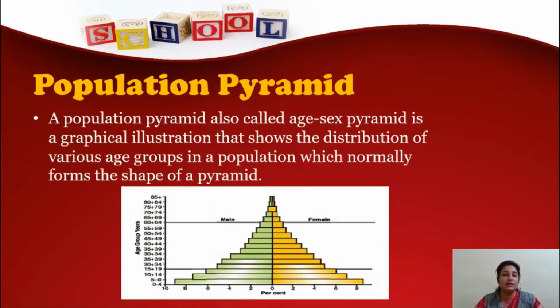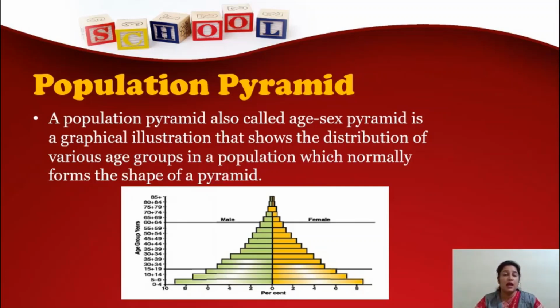Now, a very interesting way to study the composition of population is with the help of a population pyramid. Now, what is a population pyramid? As you can see in this diagram on the screen, it clearly states that a population pyramid is a graphical illustration that shows distribution of various age groups in a population, which normally forms the shape of a pyramid. A population pyramid is also known as an age sex pyramid.